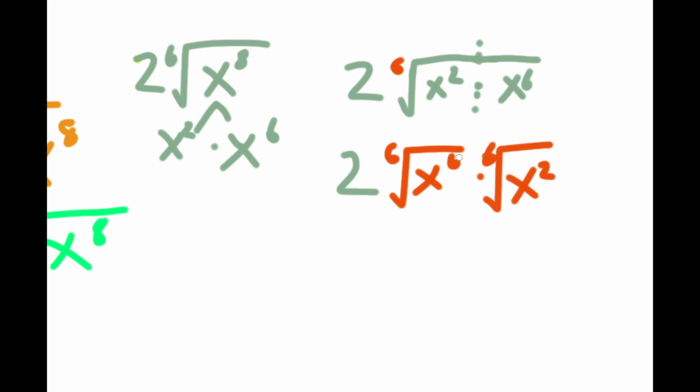Now, look at this. This is awesome. I love it when things work out. The 6's cancel out and you're left with 2x times the 6th root of x squared. Now, don't you just love it when things work out?